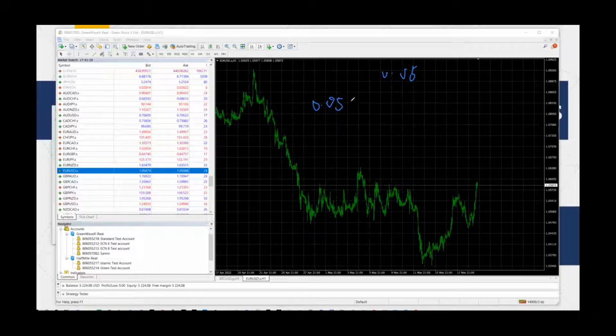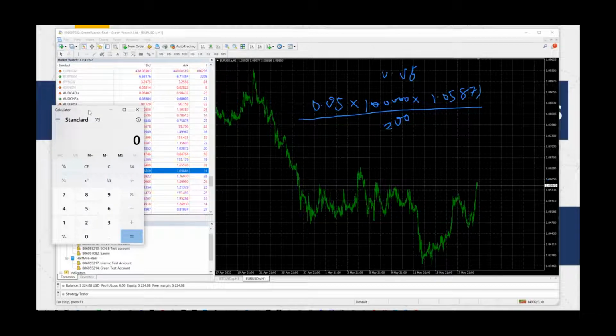That's going to be 0.05 multiplied by 100,000, multiplied by 1.0587. What I don't know exactly is the leverage I'm using on this account. So that's going to be divided by the leverage.